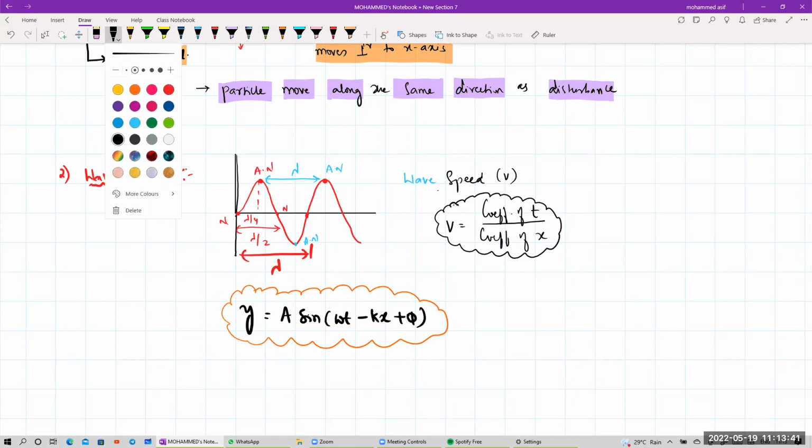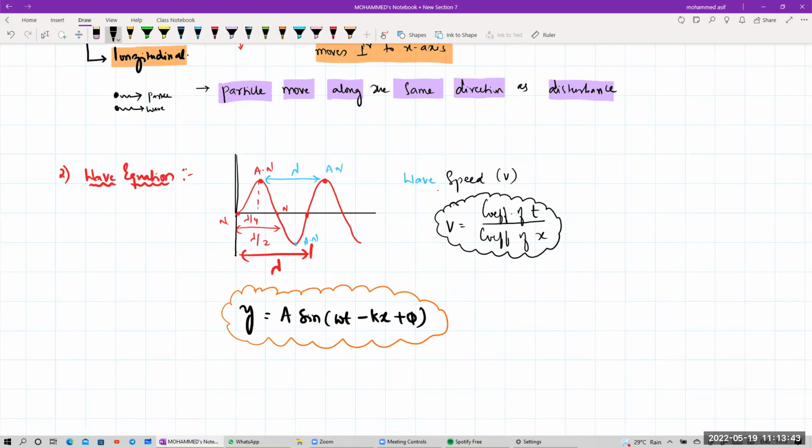I hope you have a rough idea related to this. What do you mean by A? A is known as amplitude. What is K? This is very important. K is known as the angular wave number, also called the propagation constant. It is represented by letter K. K value is nothing but 2 pi by lambda. K is equal to 2 pi by lambda.